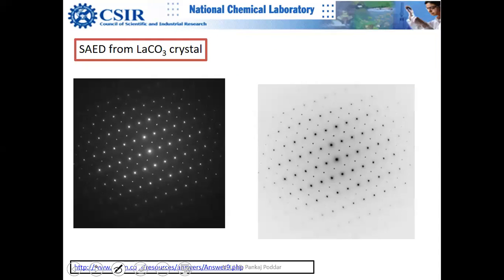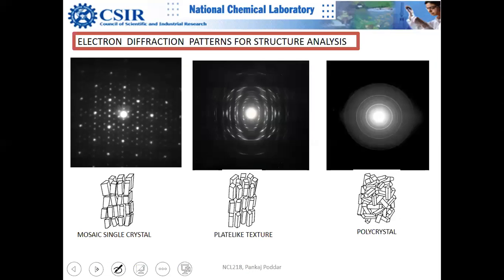You see another beautiful image. Okay, lanthanum carbonate crystal. Wow, very nice. You can see beautiful electron diffraction. And this is a comparison of diffraction patterns from various kinds of samples. So if you have a mosaic of single crystals arranged in a certain way, certain dimension, you get such a nice pattern, right?